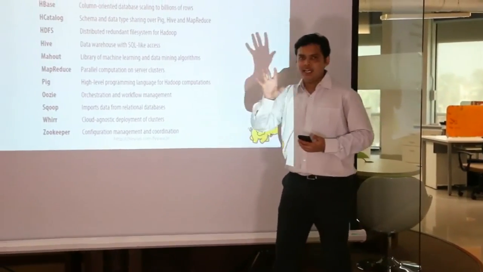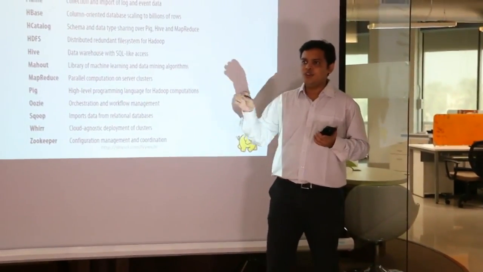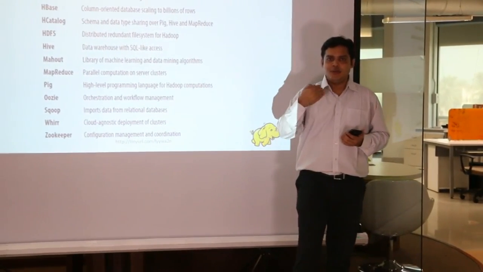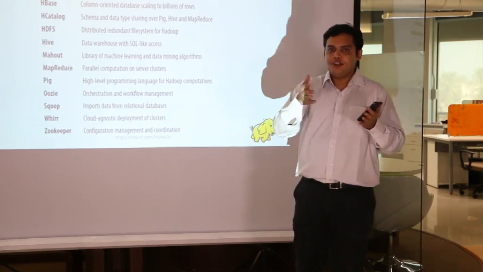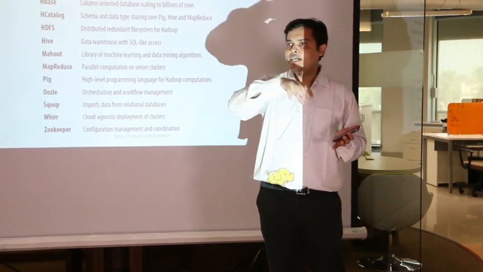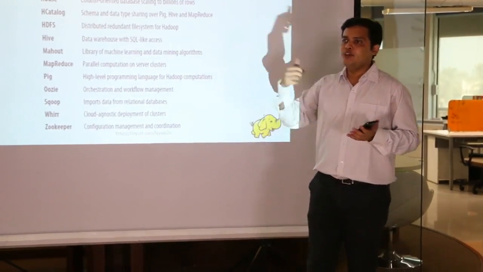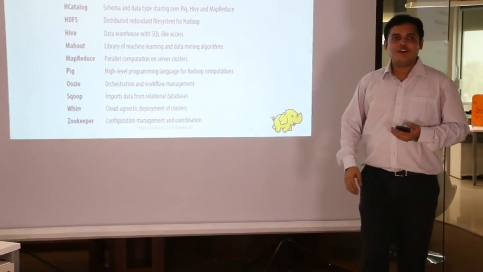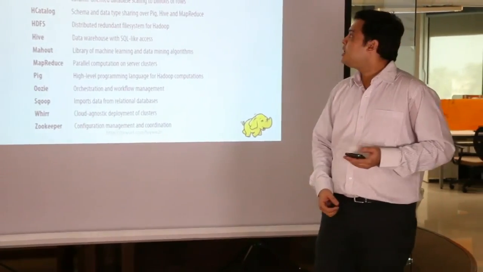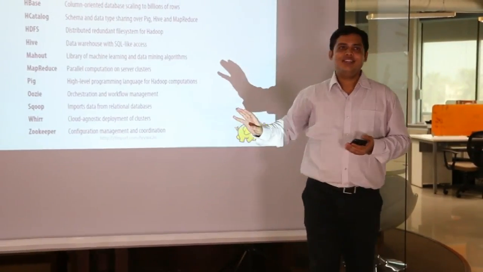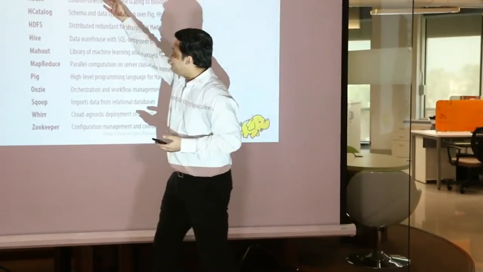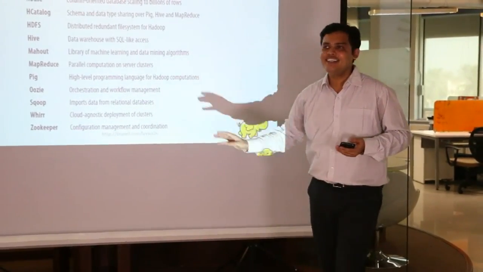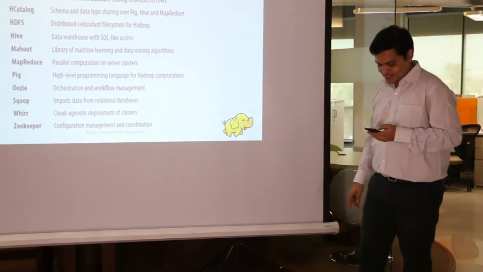Oozie is something like workflow management. How the task moves, where the task moves, you can just configure that. Sqoop basically imports the data from a relational database. Let's say you have a SQL server and I want to push that data into a Hadoop-like structure, I can use Sqoop. Then there is Zookeeper, which is again configuration management and coordination. So just register these terms and what they do. The rest we will take care of. Okay? So this can be useful.